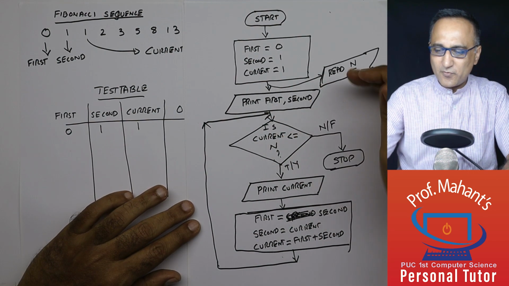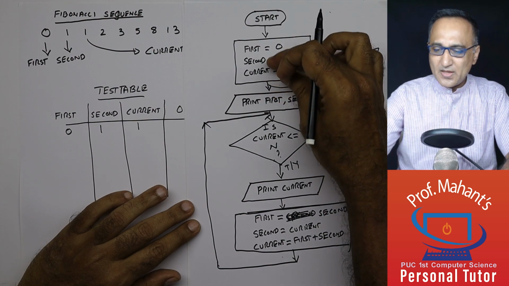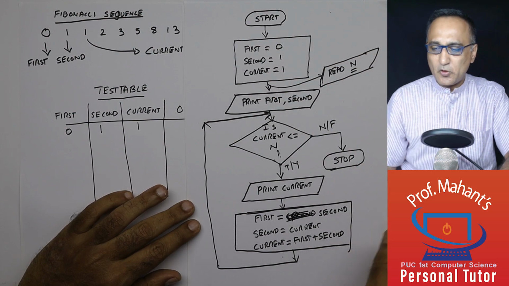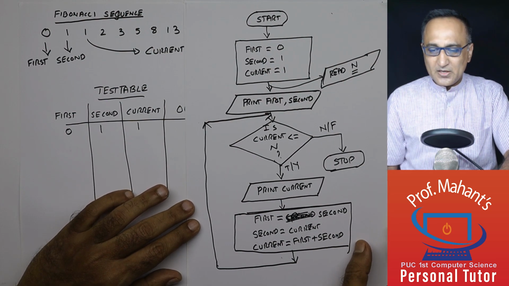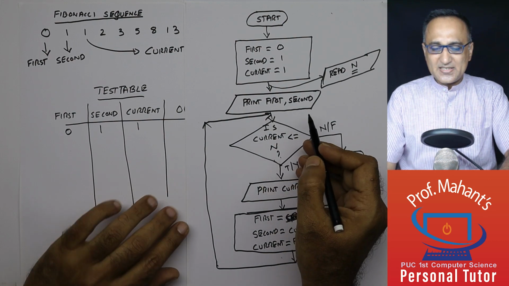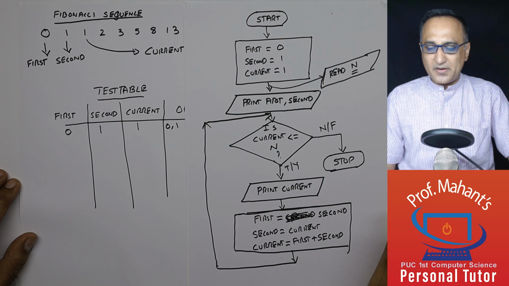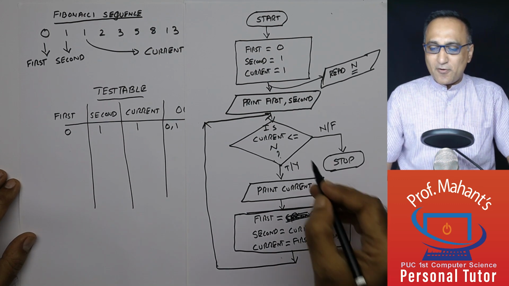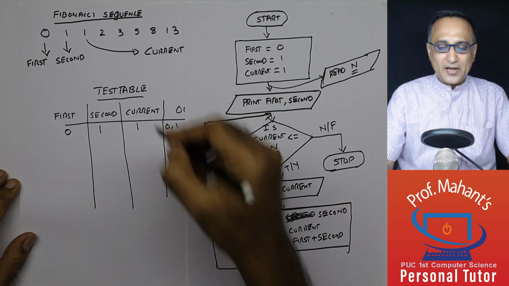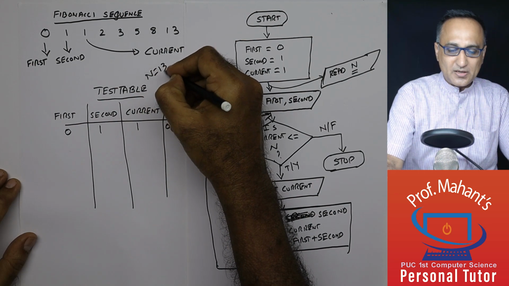So, okay, I'm just showing a rough one. So this read n will come after this rectangular box. I'm reading n. So I am printing first and second. So the output is going to be 0 and 1 is being printed. Now let's take the value of n. Let us say the value of n happens to be 13.